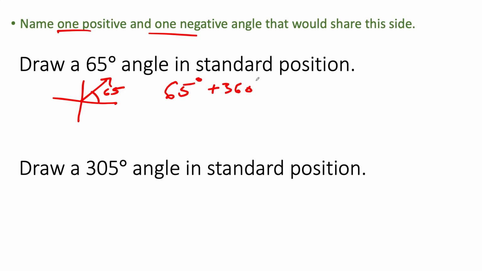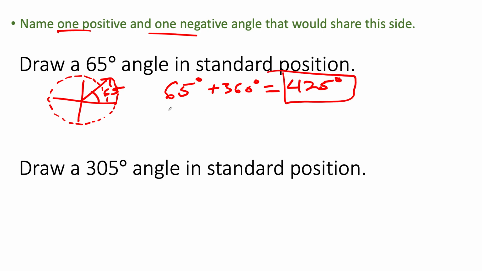All I really need to do, if I want to know what's a coterminal, I can add 360. I go around the circle another time, and I end up at 425 degrees. So if I started here and went around 360, plus another 65, look at that, I land in the same spot. 425 is coterminal. And then the other thing you can do is you can subtract 360. 65 minus 360, negative 295.